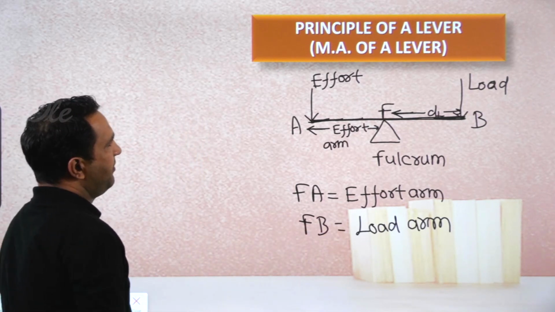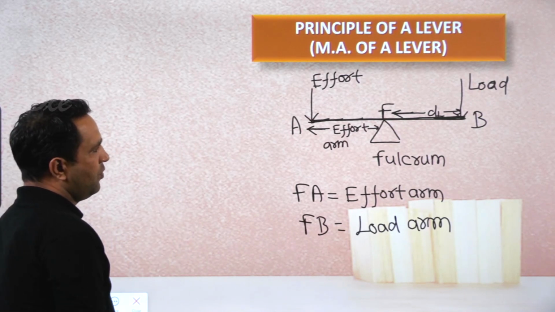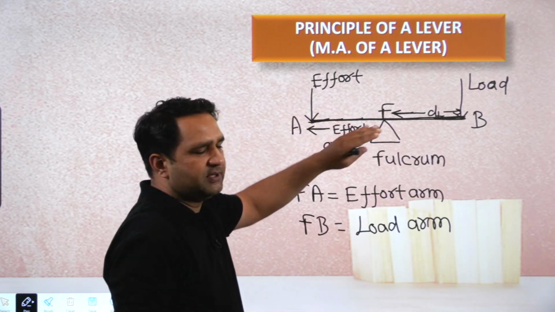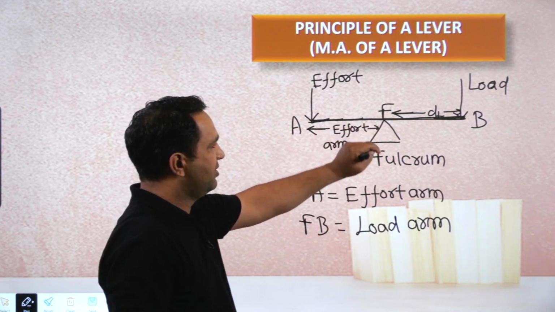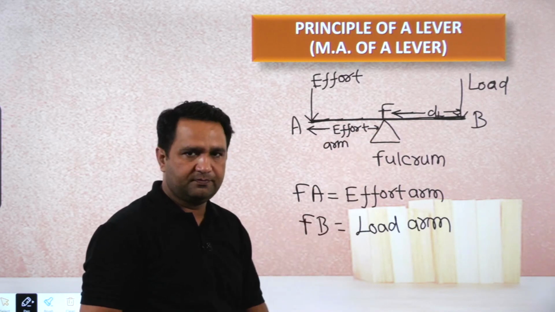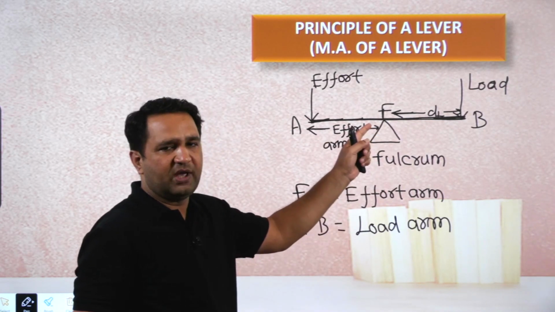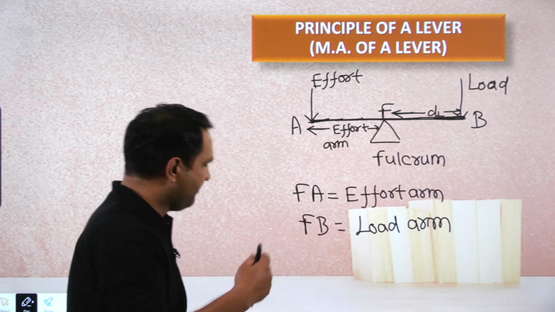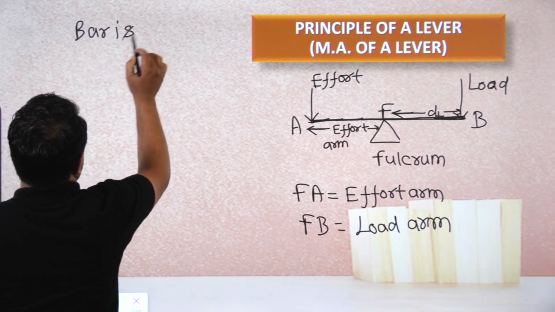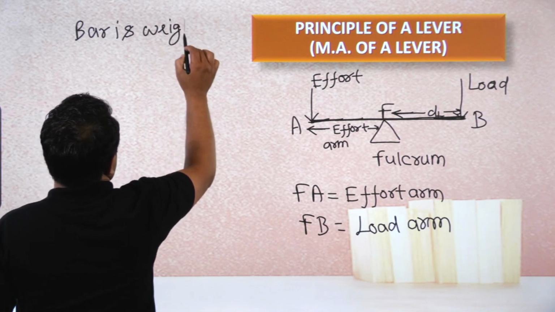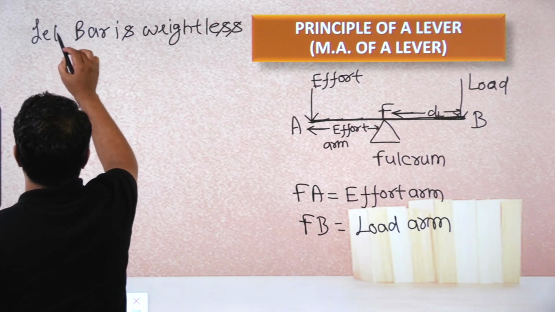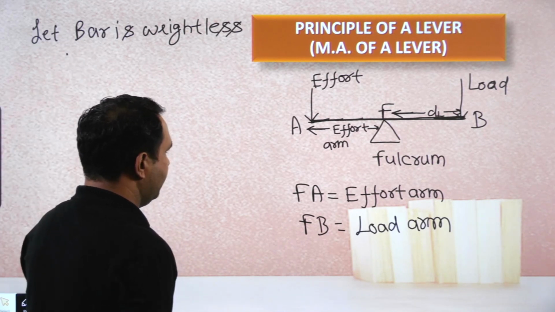Now, how will we get the maximum mechanical advantage? If we want this rod to be in equilibrium state, then we have to apply the principle of moment of force, right? For equilibrium state, we have to apply the principle of moment of force. We have already assumed that the rod or bar is weightless. Let the bar be weightless. Okay.